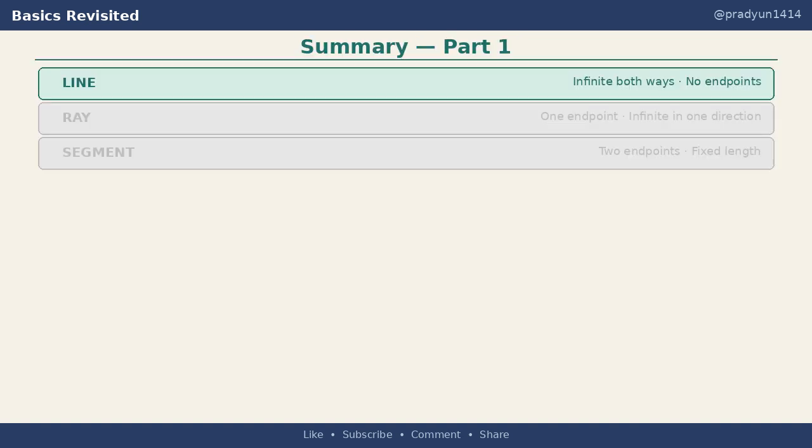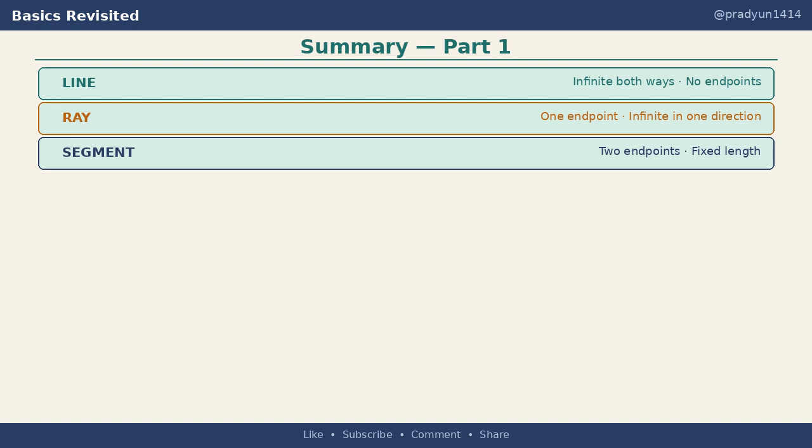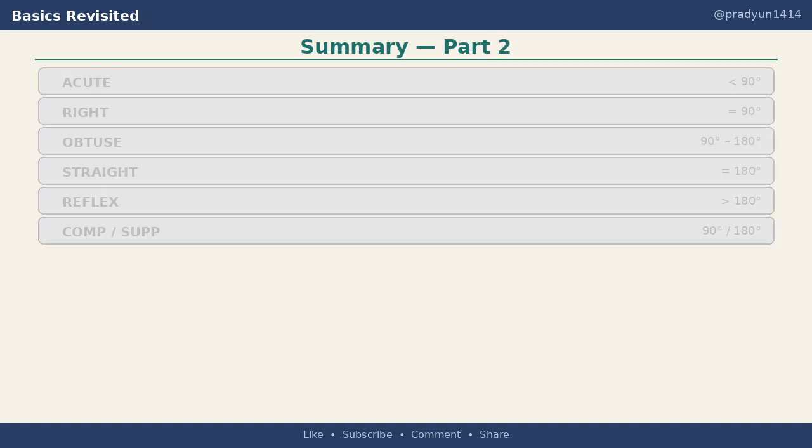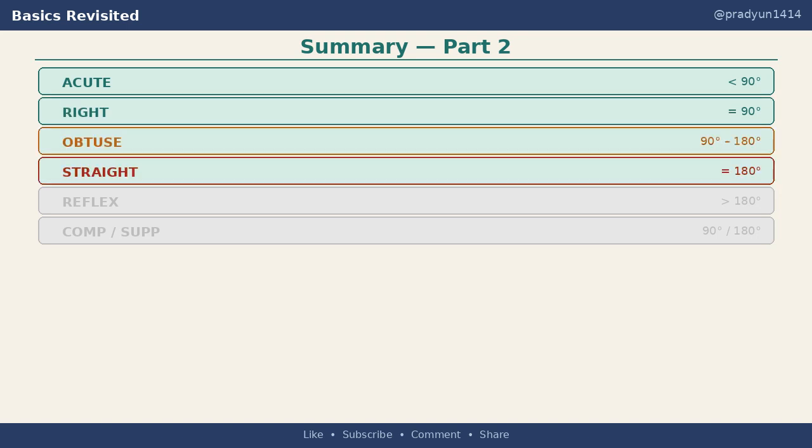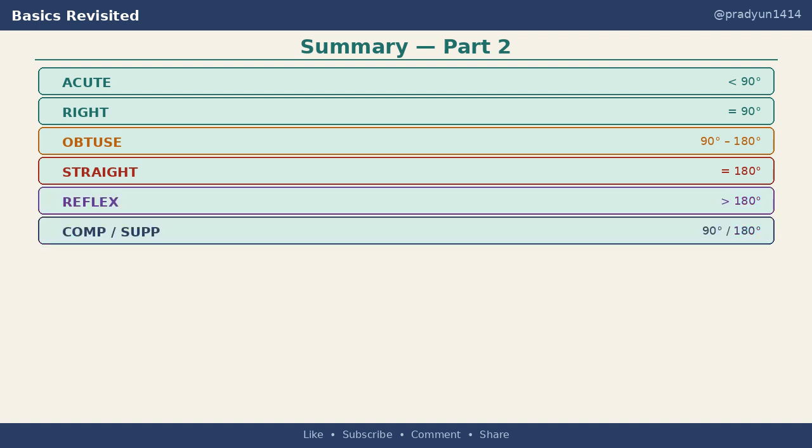Summary Part 1. A line extends infinitely in both directions. A ray starts at a point and goes on forever in one direction. A line segment has two ends. Summary Part 2. Acute is less than 90 degrees. Right is exactly 90. Obtuse is between 90 and 180. Straight is exactly 180. Reflex is more than 180. Complementary angles add to 90.